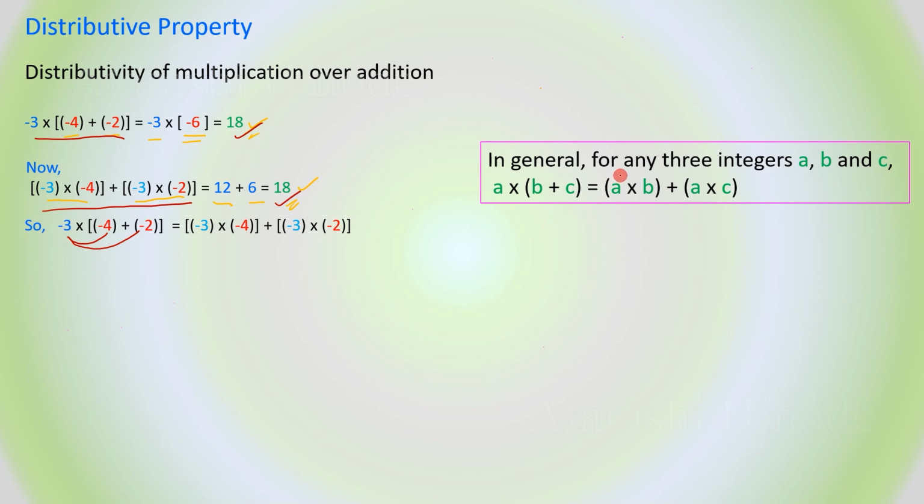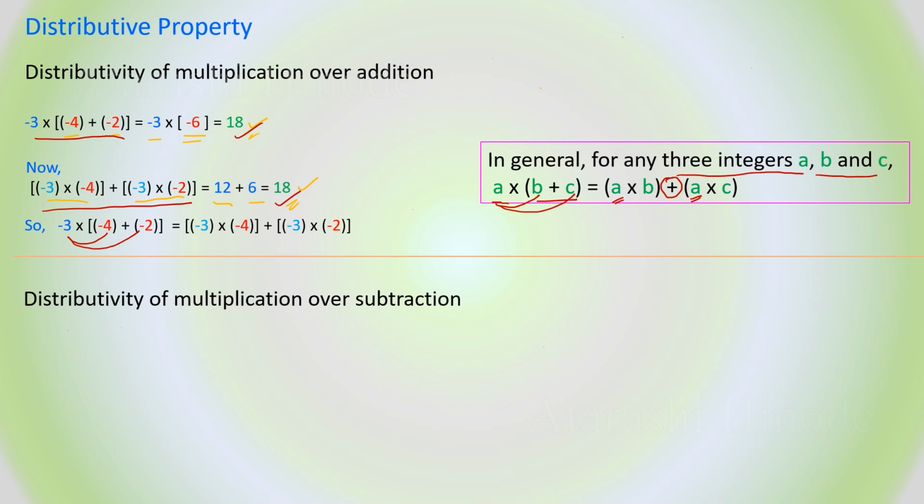In general, for any three integers a, b and c, a into b plus c is equal to a into b plus a into c. Here a is distributed and the operation is addition.